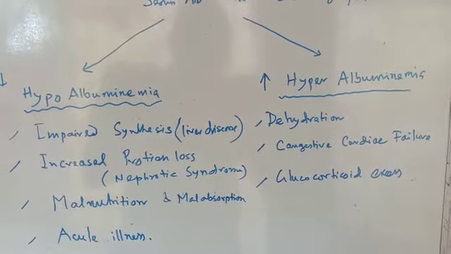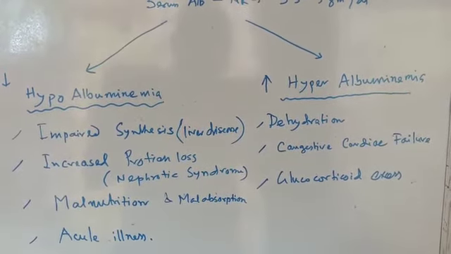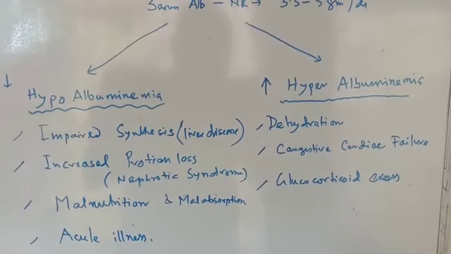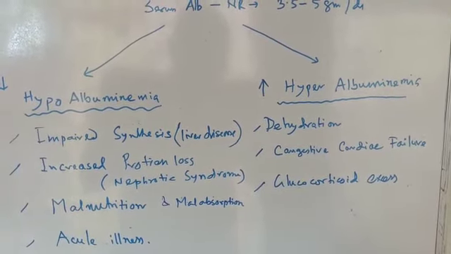Main cause of hyperalbuminemia is dehydration. Other causes are congestive cardiac failure and glucocorticoid excess.